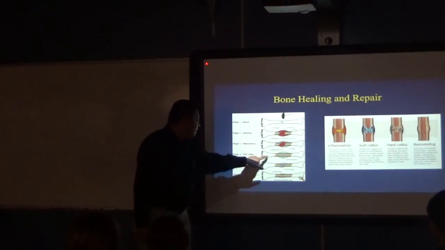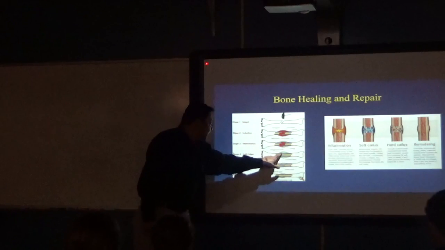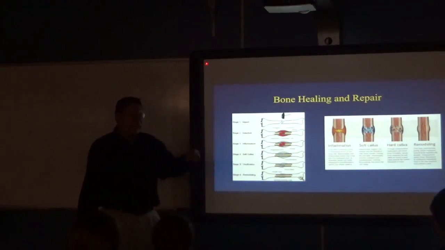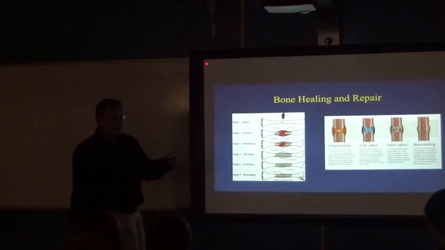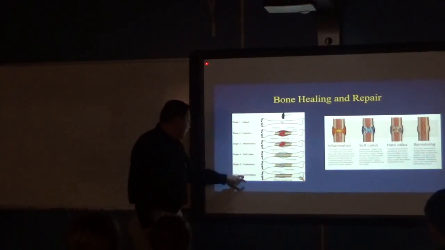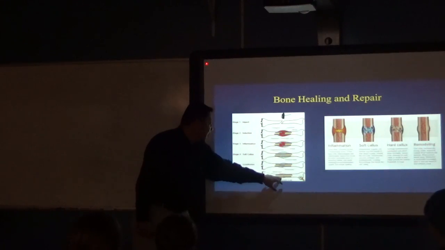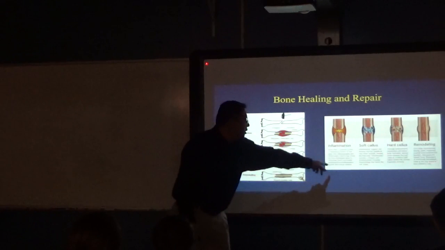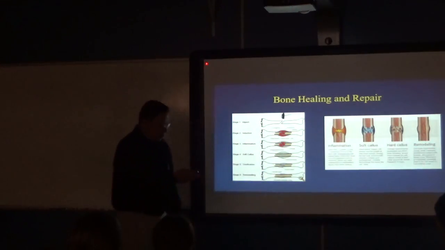And you get the soft callus, and then ossification, where the soft callus converts to bone. That's where the osteoblasts and osteoclasts come in and start remodeling the tissue. It continues to remodel as you lay down lamellar bone. And these are examples: inflammation, soft callus, hard callus, and remodeling.